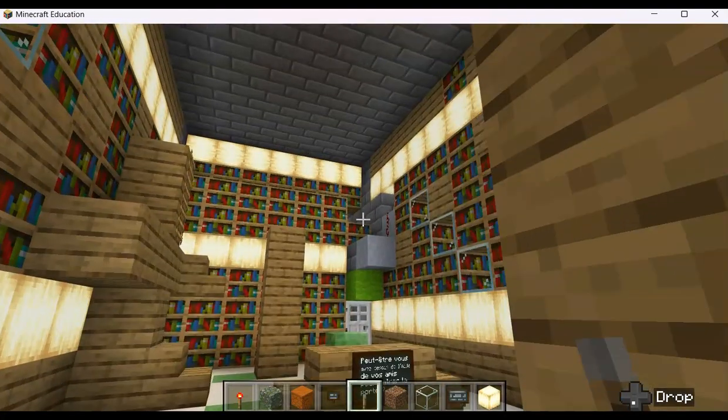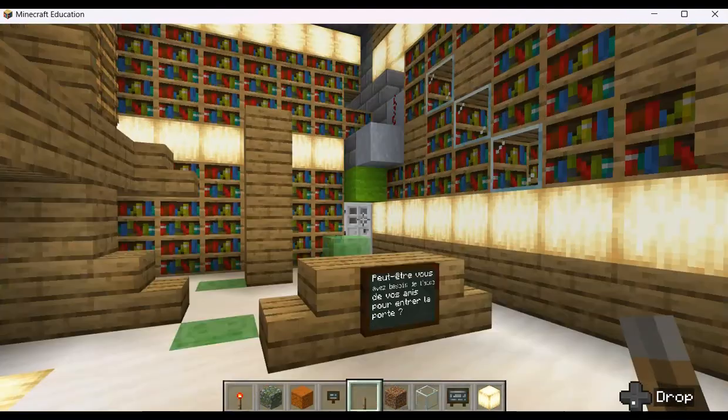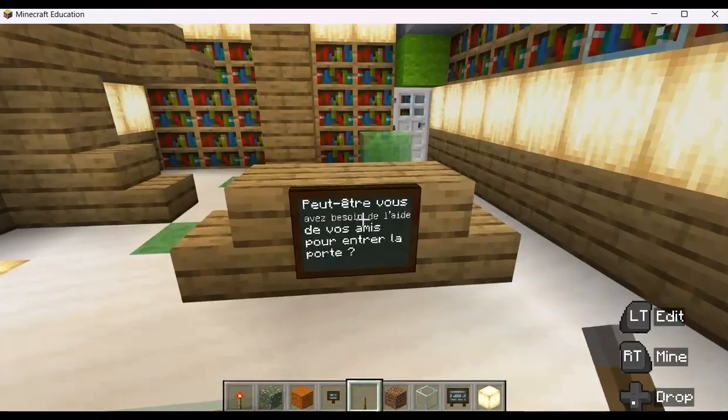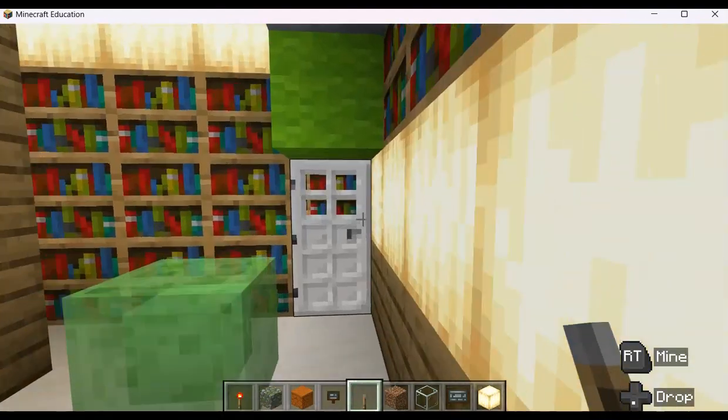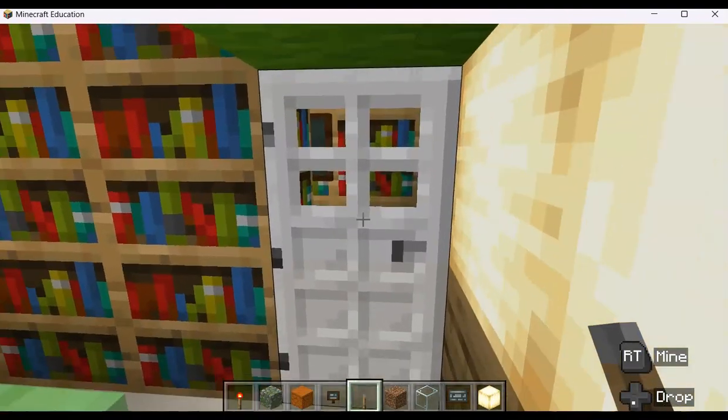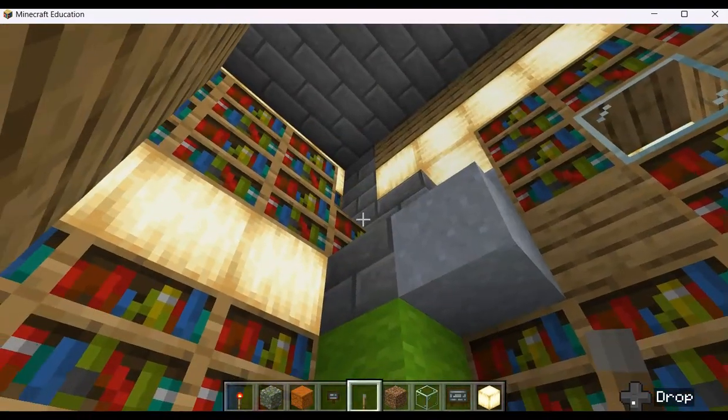Okay, so here they're going to be jumping around. They're going to be trying to get around. Eventually, here it says maybe you need your friend's help to open the door. They're going to eventually get over here and realize there's no lever, there's no key to the door. But if they get up here, let me go there.